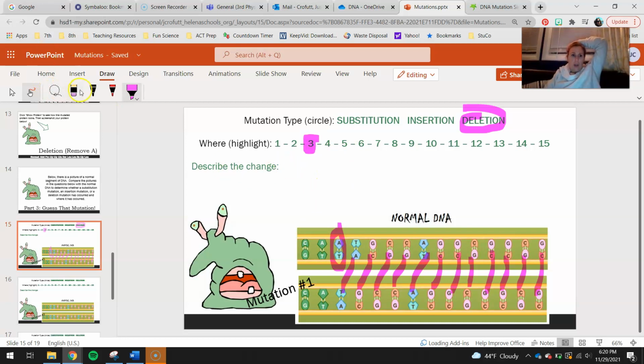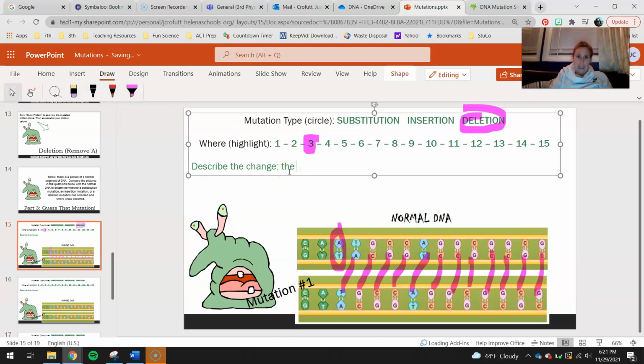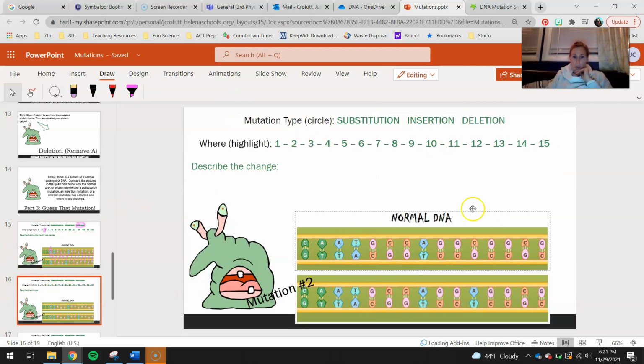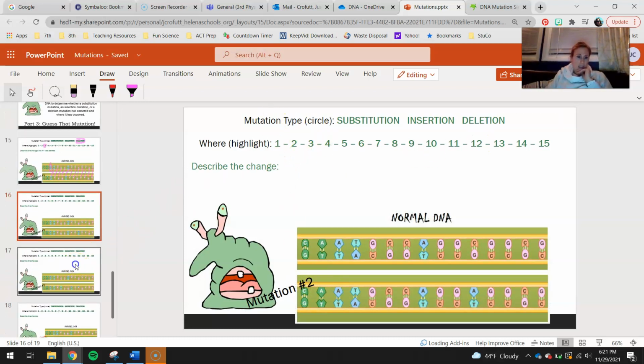Then describe your change. So the AT was deleted. That's how you would describe the change. You're going to do the same thing: figure out what's different about mutation number 2. Tell me where and describe it.